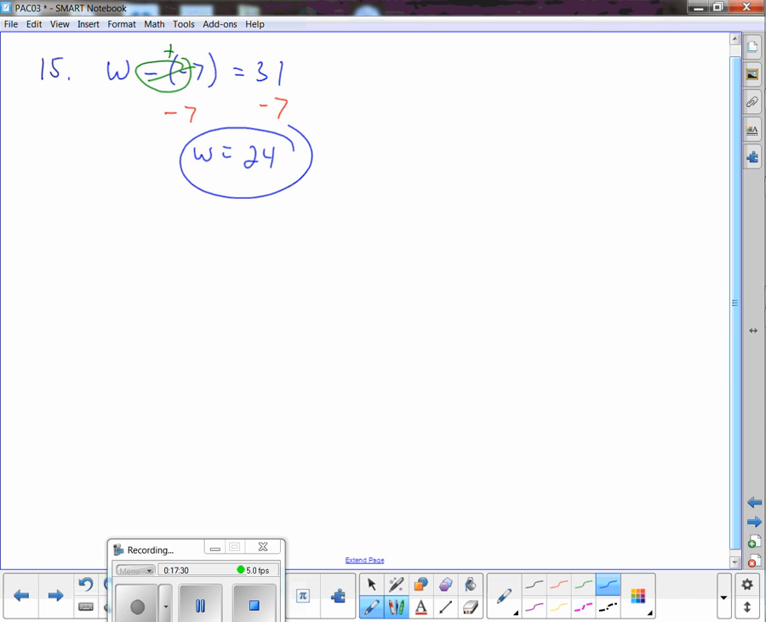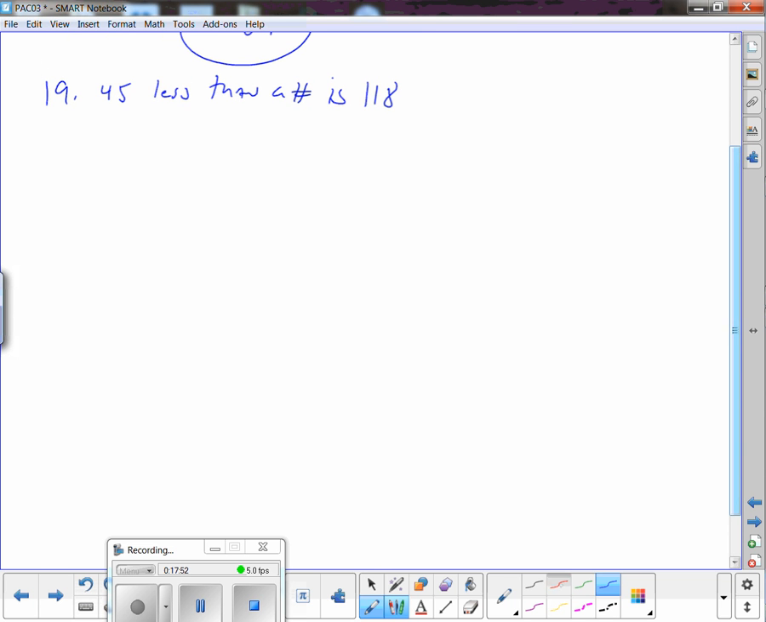Go ahead and write the equation for 19 and solve it. 45 less than a number is 118. Does your answer make sense? I hope so.